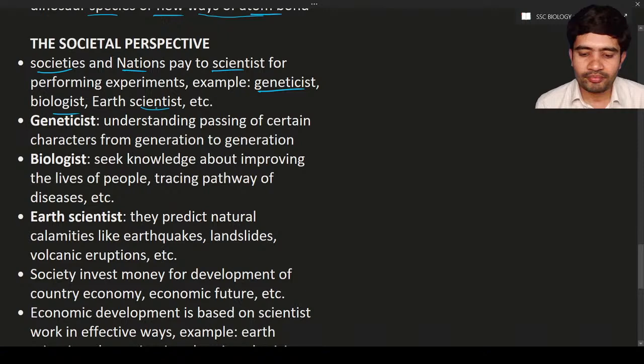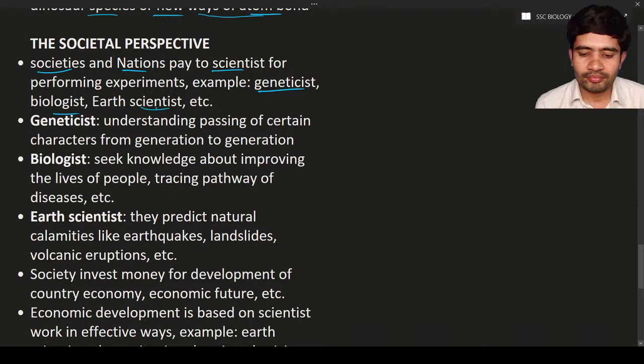Next is the biologist. They seek knowledge for improving the lives of people. Just now we discussed geneticists. They are going to discover about the genes, any defect in the genes. They will study how the genes pass characteristics from generation to generation, meaning from parent to child, how the characters are being passed.